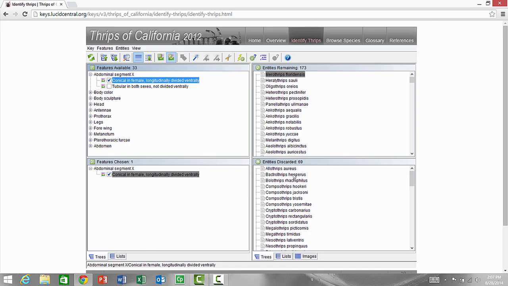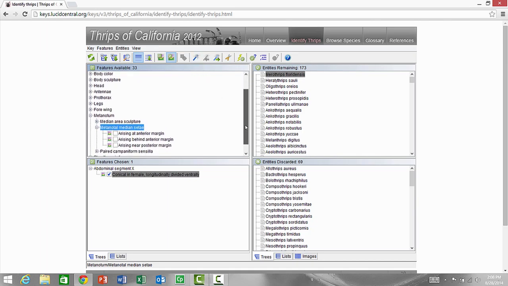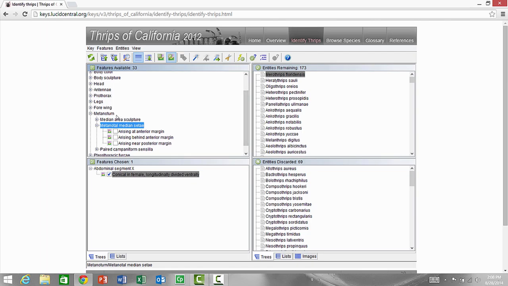So we simply will click on that. We will choose that. And you see when I do that, in the entities discarded box, it has discarded 69 entities, and we have remaining 173 species. So again, I'm going to proceed with this next best character. I'm going to choose that.